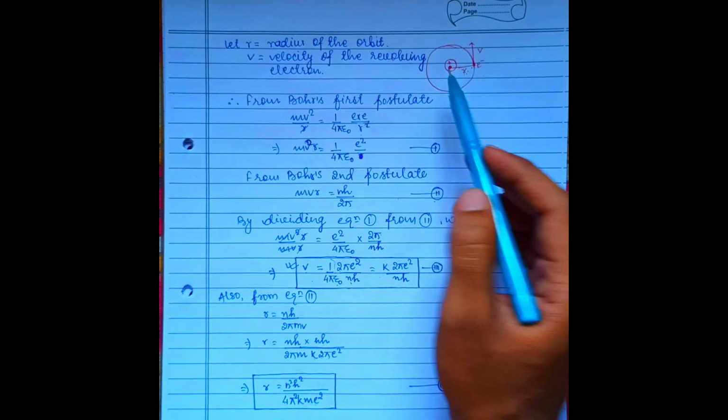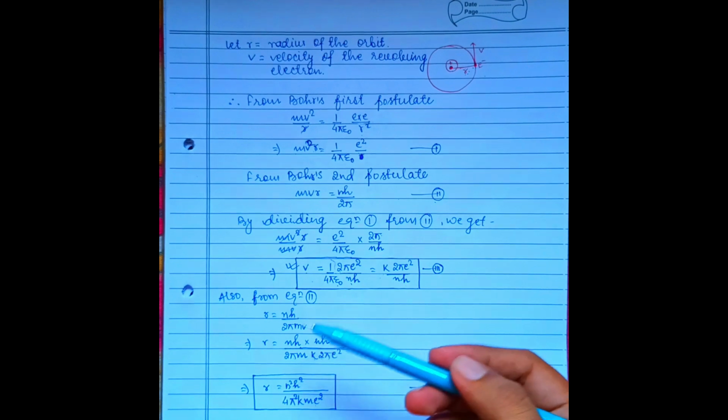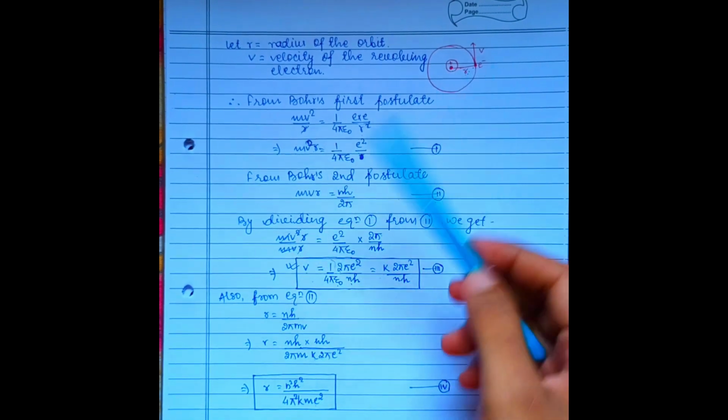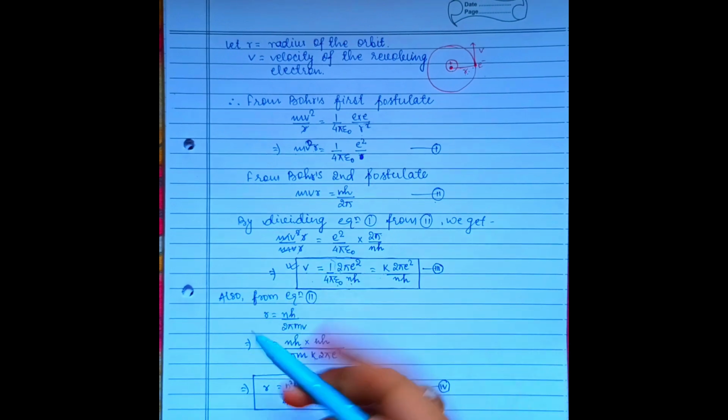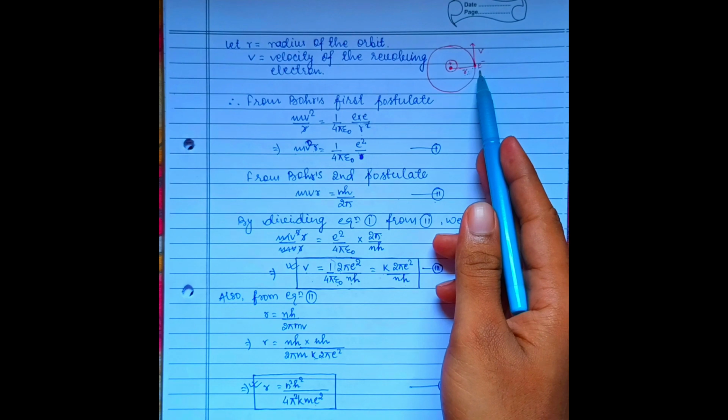So in this derivation we have got two things: one, the value of v, and the other, the value of r, that is the radius of the orbit in which the electron is revolving.